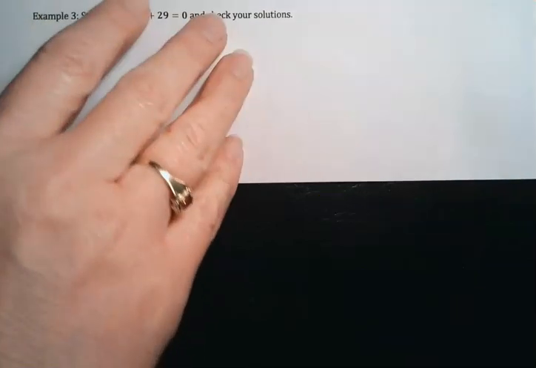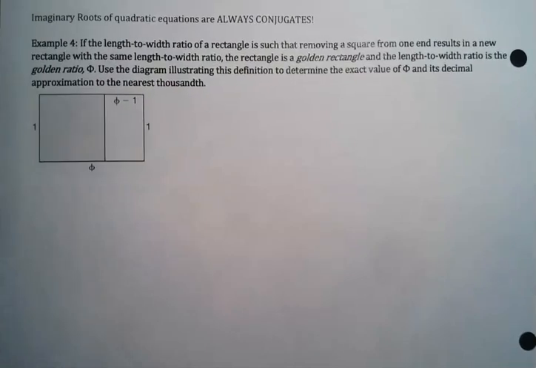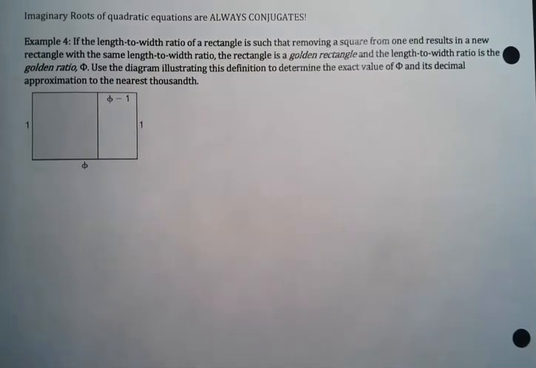All right, let's get to example 4. Imaginary roots of quadratic equations are always conjugates. Okay, so if you think about when we've looked at some conjugates, that might be helpful information to know. So example 4, looking at this real world application. If the length to width ratio of a rectangle is such that removing a square from one end results in a new rectangle with the same length to width ratio, the rectangle is a golden rectangle, and the length to width ratio is the golden ratio.